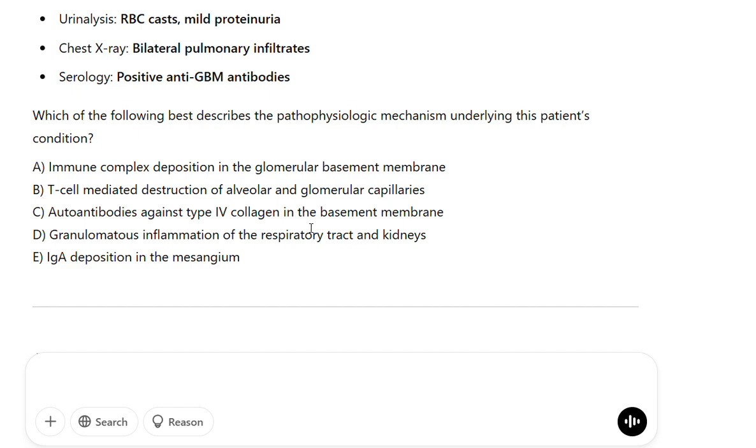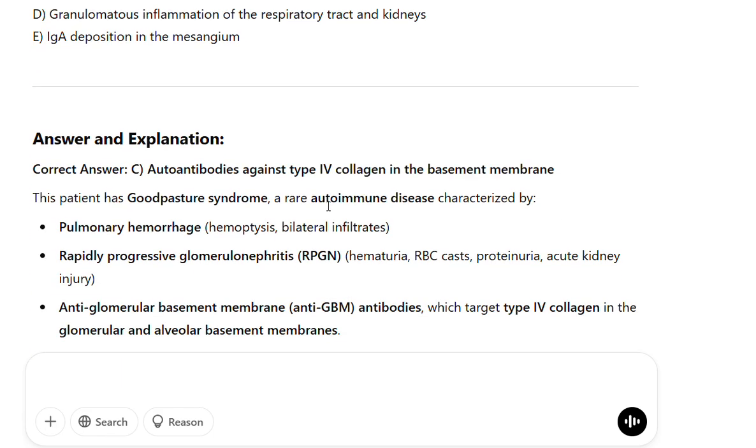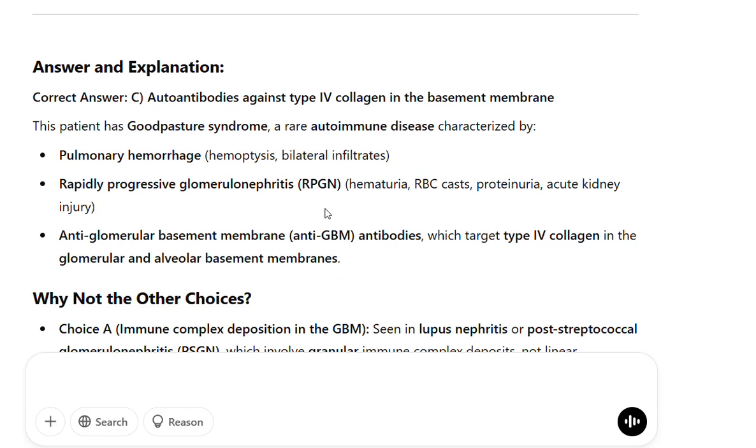Answer and explanation: C. Autoantibodies against type 4 collagen in the basement membrane. This patient has Goodpasture syndrome, a rare autoimmune disease characterized by pulmonary hemorrhage, hemoptysis, bilateral infiltrates, rapidly progressive glomerulonephritis, RPGN, hematuria, RBC casts, proteinuria, acute kidney injury, and anti-glomerular basement membrane, anti-GBM antibodies, which target type 4 collagen in the glomerular and alveolar basement membranes. Why not the other choices?